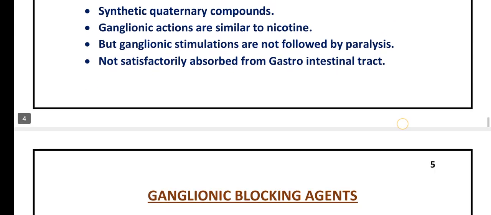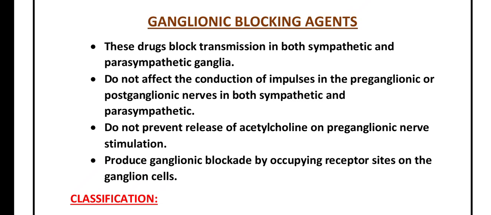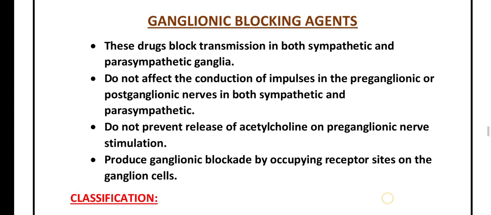Now we can move to the next topic, that is ganglionic blocking agents. These drugs block transmission in both sympathetic and parasympathetic ganglia. They do not affect the conduction of impulses in the preganglionic or postganglionic nerves, in both sympathetic and parasympathetic, and they do not prevent release of acetylcholine on preganglionic nerve stimulation. They produce ganglionic blockade by occupying receptor sites on the ganglion cells.